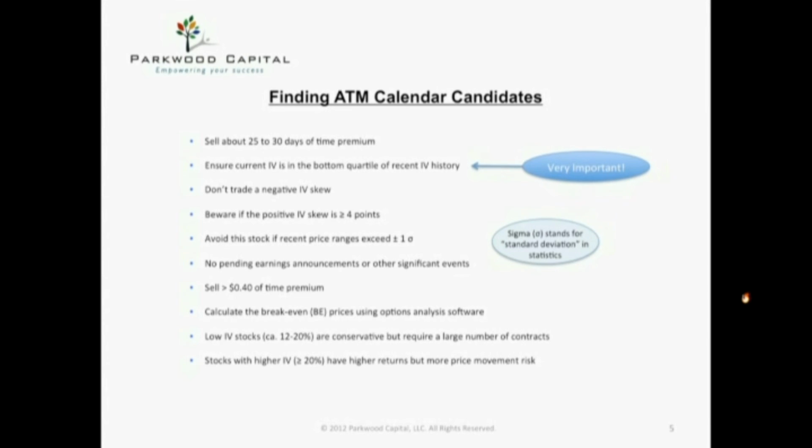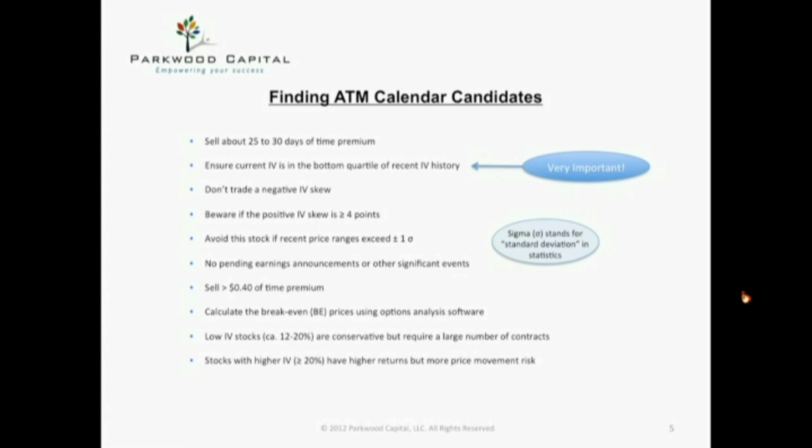Now, another factor that we're going to run into when we talk about buying calendar spreads on a low volatility stock, something conservative like an IBM or a General Electric, is that there's not much premium in the options. So in those cases, we need to be careful that we're always selling at least 40 cents of time premium in that front month option. Otherwise, it just doesn't make much sense. We should move on to another candidate.